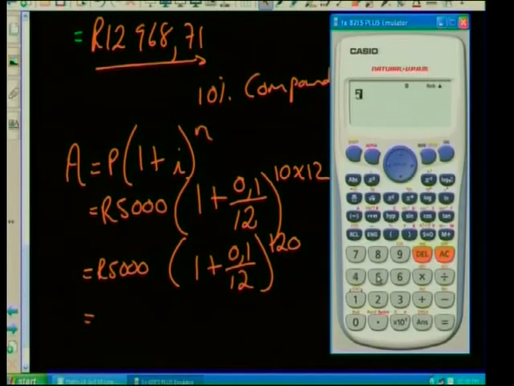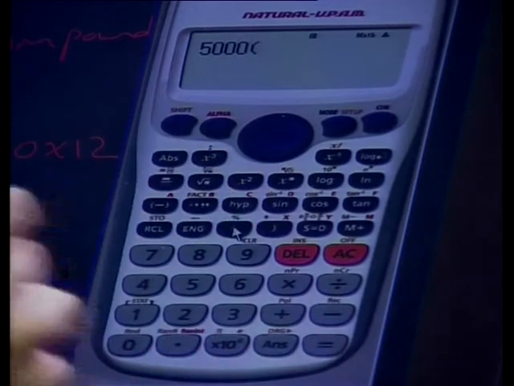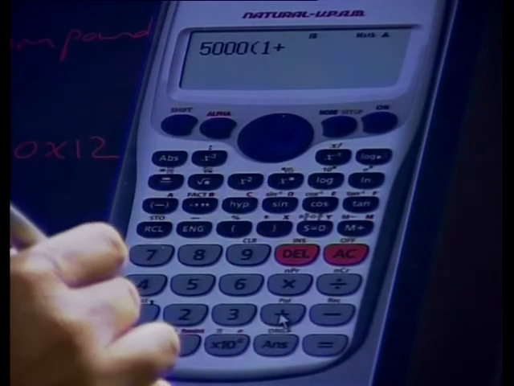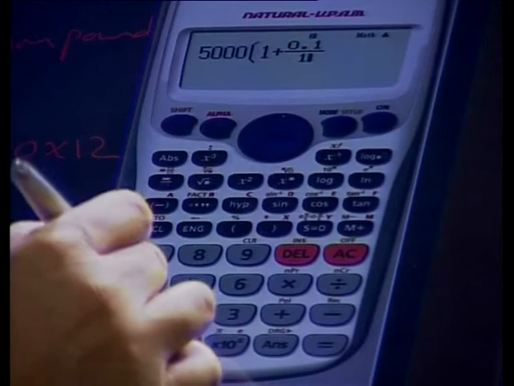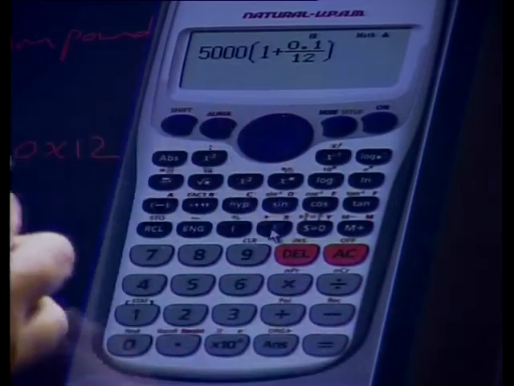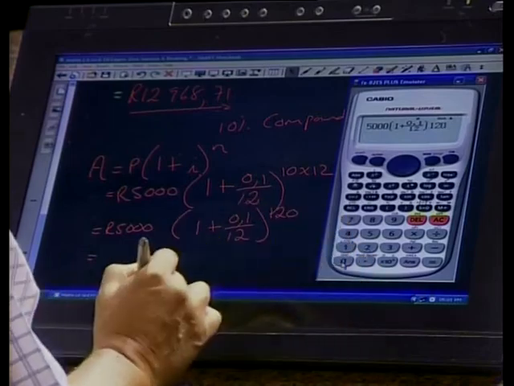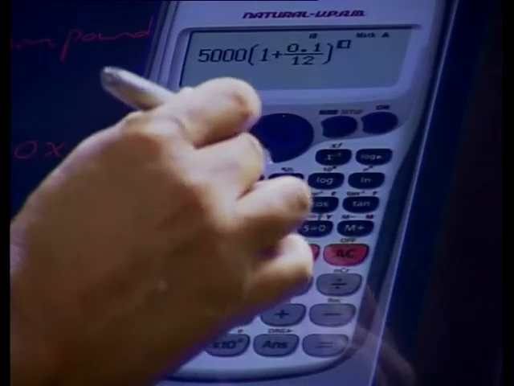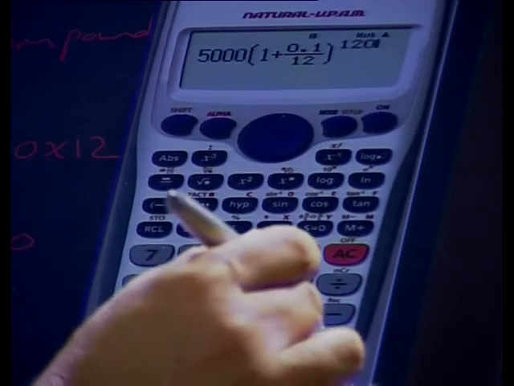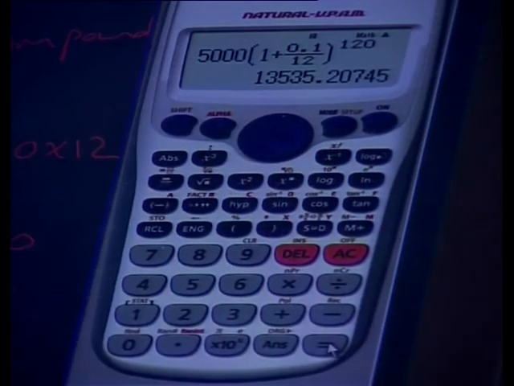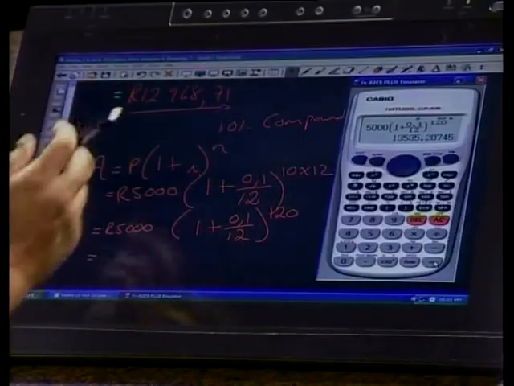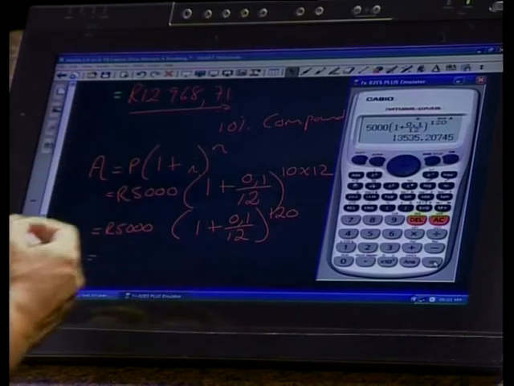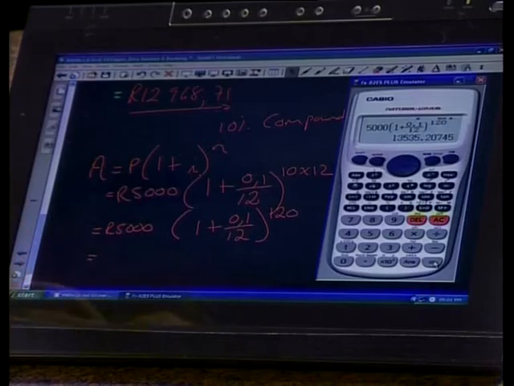So I have 5,000, bracket 1 plus, let's go fraction button, 0.1 all over 12, close bracket. How many times? 120 times. Hold on, let's just delete that, to the power of 120 times, equals 13,000. Now look at my first answer. My first answer, when I only calculated it once a year, was 12,900. Now if I calculated the same amount at the same interest rate, I'm now earning more money.